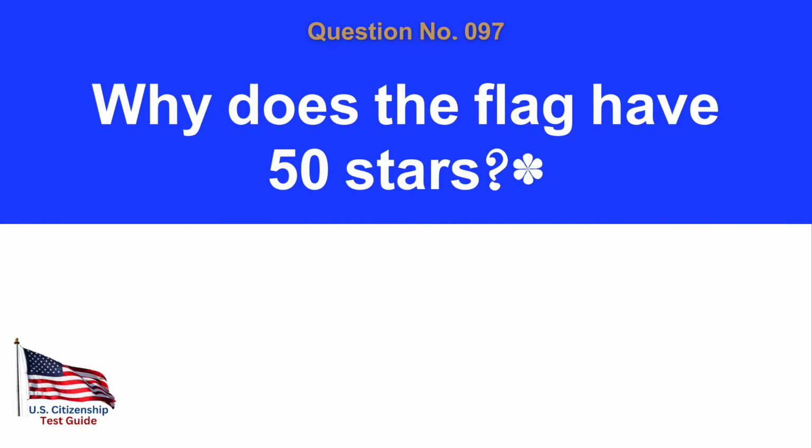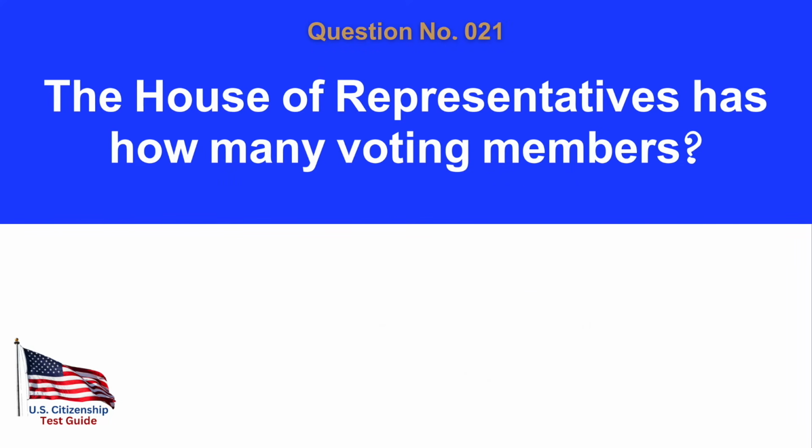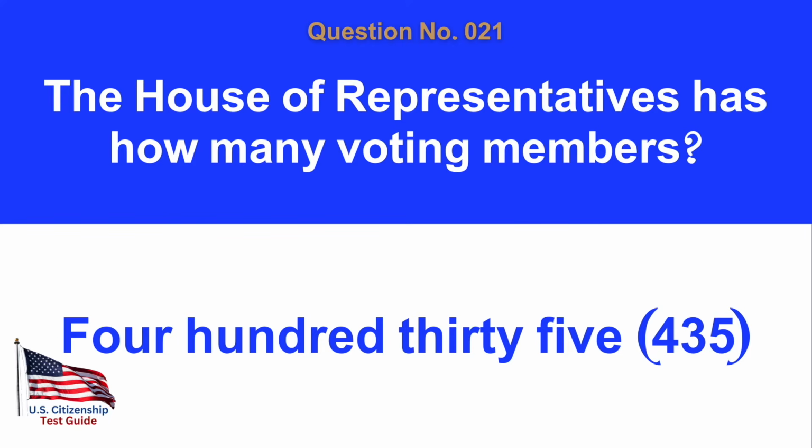Why does the flag have 50 stars? Because there are 50 states. The House of Representatives has how many voting members? 435.